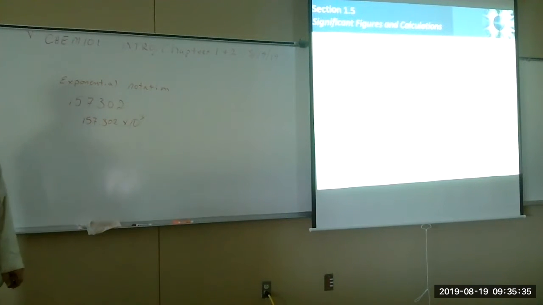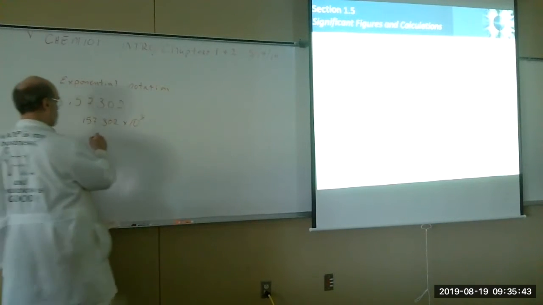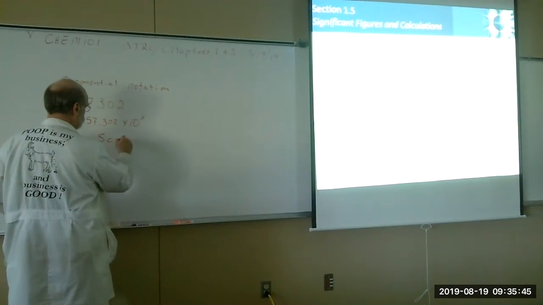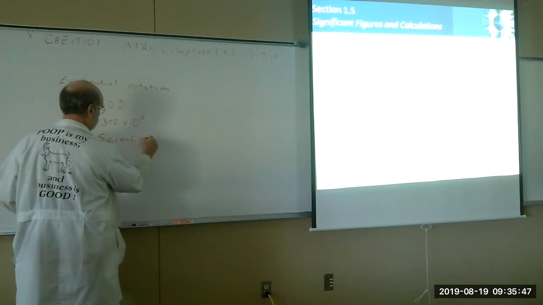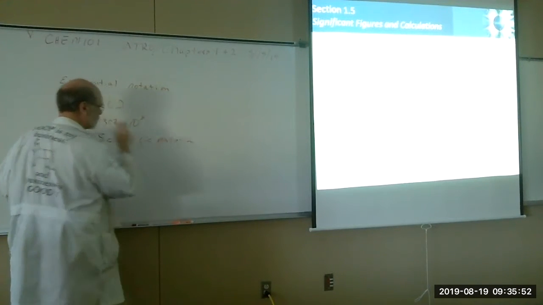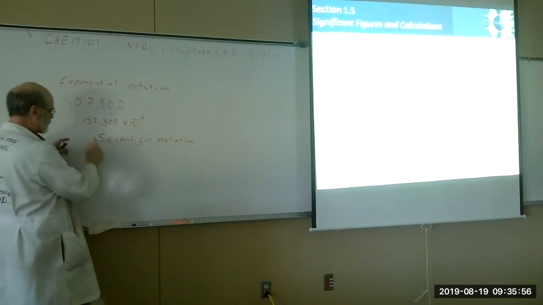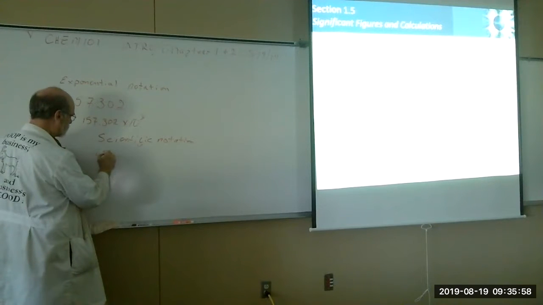That's an exponential notation. What they're thinking of is scientific notation, which is a subset of exponential. So scientific notation restricts your number creation to the coefficient has to be between 1 and 10.